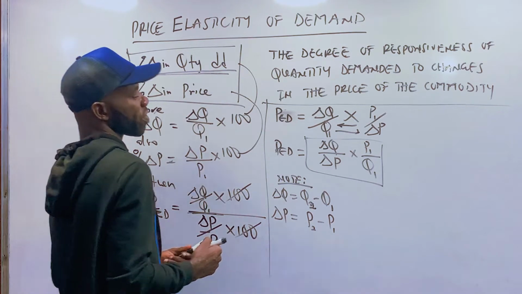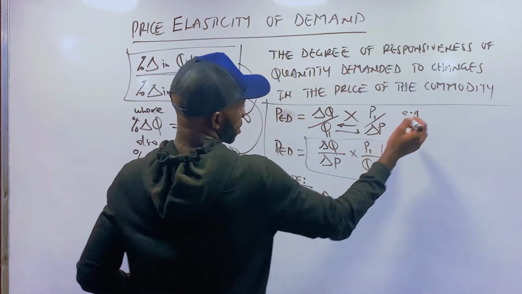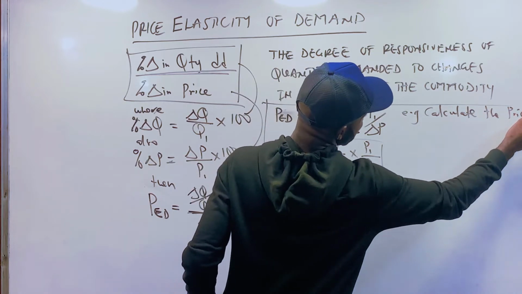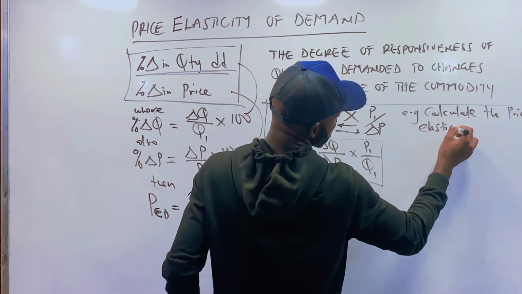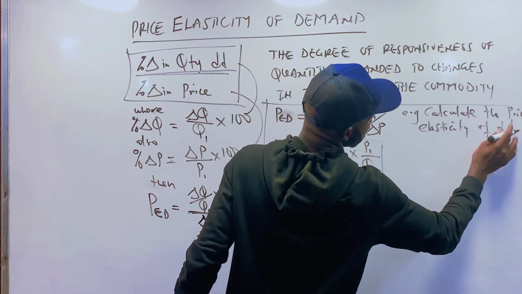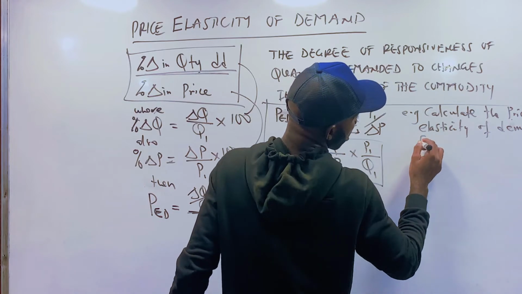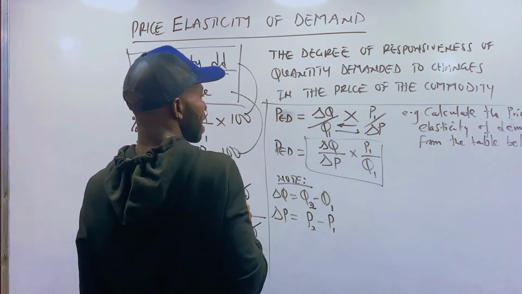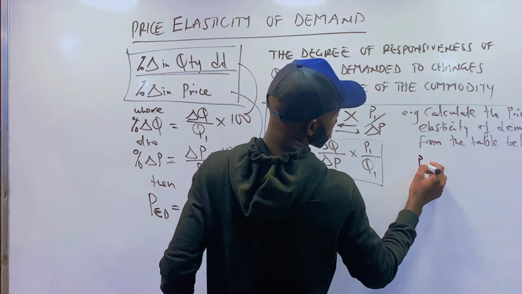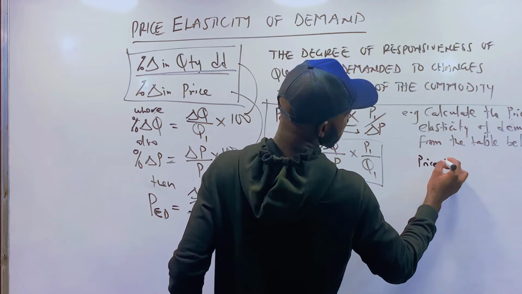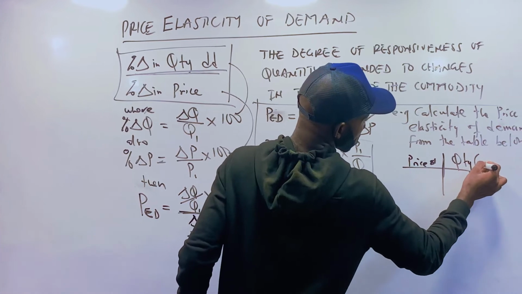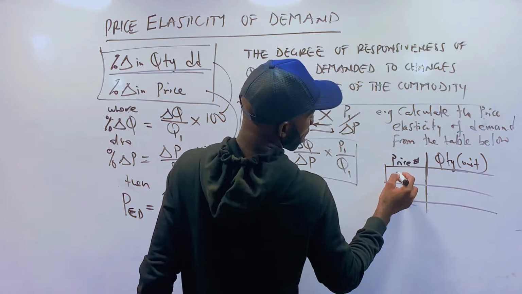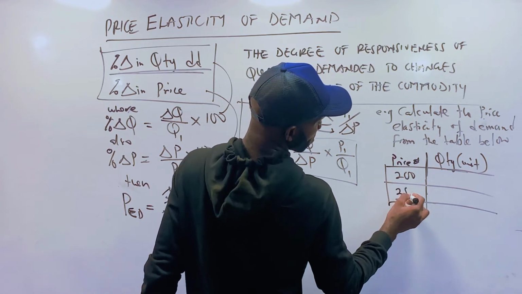Quantity. So if I have a question, for example, that says, calculate the price elasticity of demand from the table below. So let's consider a table that has price of the commodity in Naira, and then you have quantity in units, please. So the first price, first quantity, you have price 200, and then increasing to maybe 250.